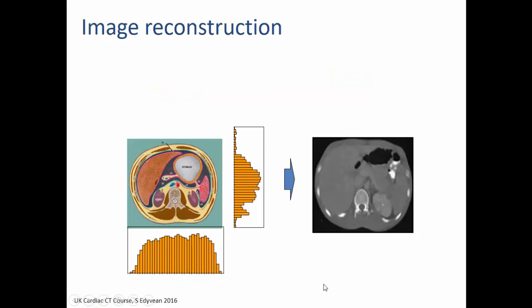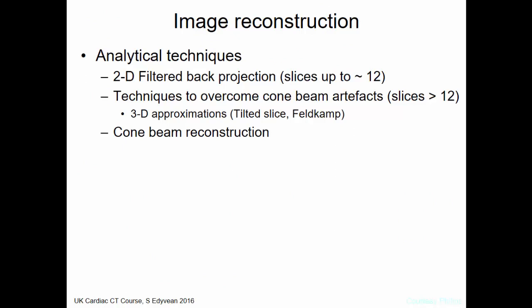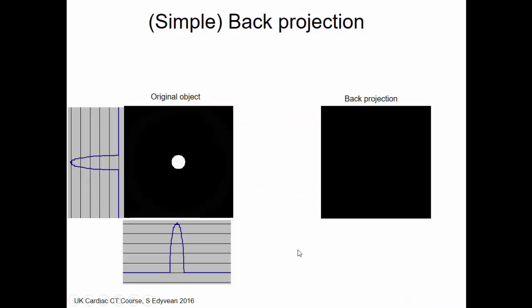Now, in terms of image reconstruction, as I said, what we want to do is to unravel those attenuation profiles. And really, I'm just going to give you a top-level view here. There are some analytical techniques. There's a two-dimensional filtered back projection for slices up to about 12. There are techniques to overcome cone beam artifacts. And cone beam artifact is where you've got a wide detector array, so 40, 160 millimeters, and I probably should show it really.